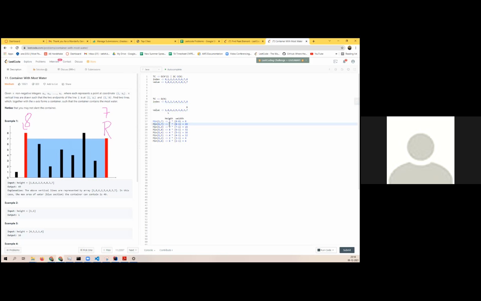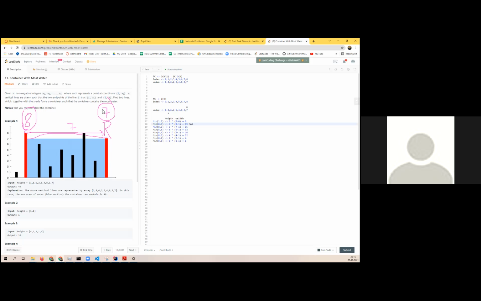And the width of this water will be the index of the right pointer minus the index of the left pointer. So in our case, this is 8 minus 1, which is 7. So the width will be 7, and the height is the minimum of 8 and 7. It will be something like this, which is already shown in the diagram. So that will be 7 into 7, which is 49. This is the maximum water that we can store if we consider index 1 and index 8.